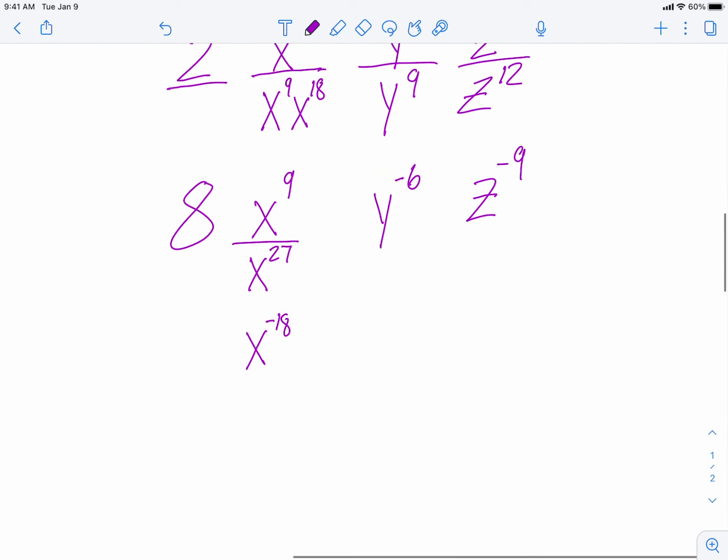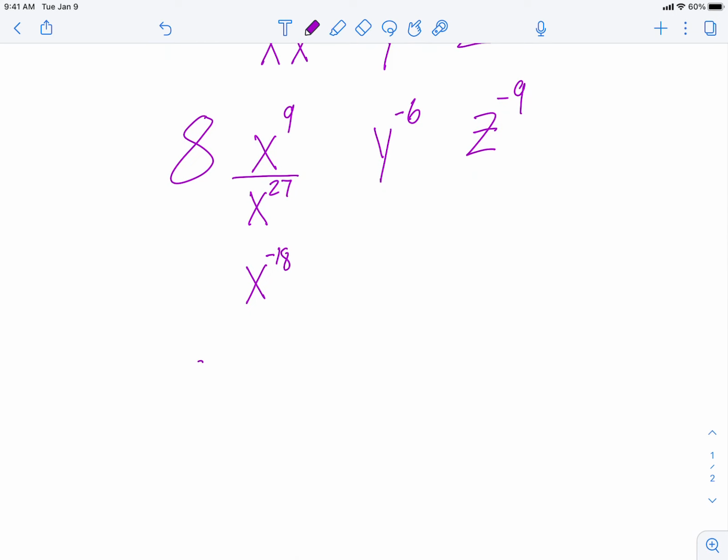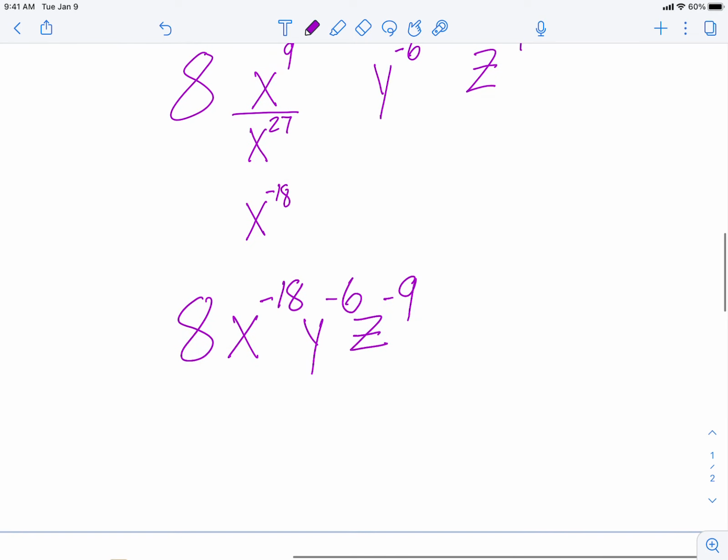So what do I have left? Let's see. I have 8 here. I have x to the negative 18. I have y to the negative 6. And I have z to the negative 9. But remember, our question says, do not use negative exponents. So we are going to move everything that's a negative exponent.